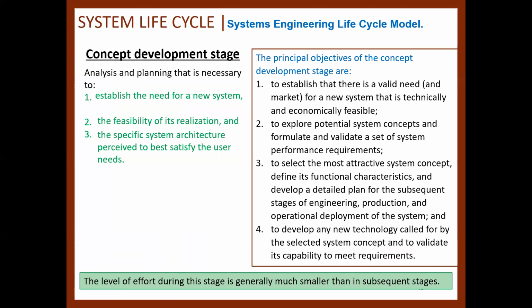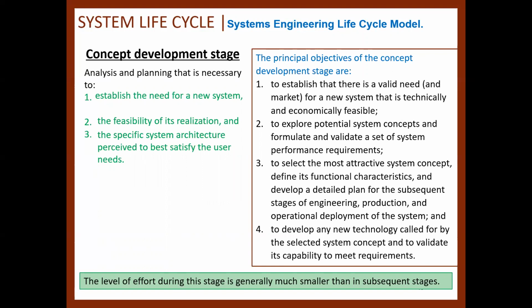The principal objectives of the concept development stage are, number 1, to establish that there is a valid need for a new system that is technically and economically feasible. Number 2 is to explore potential system concepts and formulate and validate a set of system performance requirements. Number 3 is to select the most attractive system concept, define its functional characteristics, and develop a detailed plan for subsequent stages of engineering, production, and operational deployment.